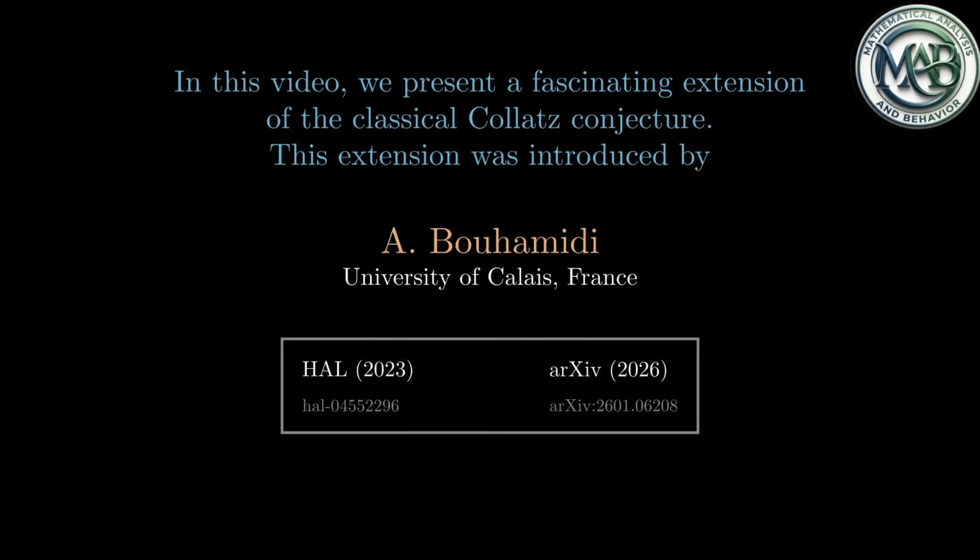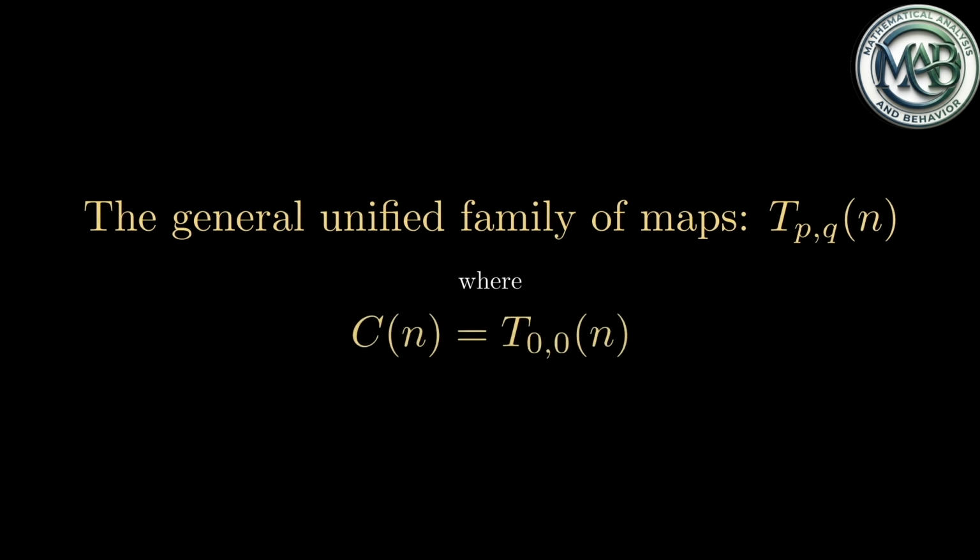In this video, we are going to introduce a fascinating extension of this famous conjecture. This work, as we said before, recently published by Abderrahmane Bouhamadi from the University of Calais in France, provides a new perspective on these dynamical systems. We call it the family of maps T_{P,Q}. A generalized system, where the original Collatz conjecture is simply the ground state, the point where both P and Q are zero.